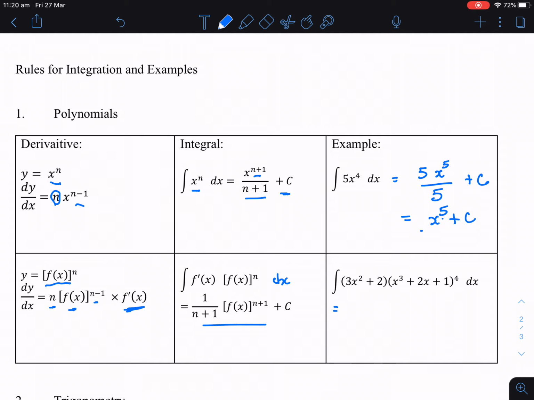So we have a look at this situation. We've got the 3x squared plus 2, which is the derivative of x cubed plus 2x plus 1 to the power of 4. So that's going to give us, when we integrate it, the x cubed plus 2x plus 1 to the power of 5 over 5. And we can only do this because we've got that derivative out the front there for that part. If it's not the derivative of the function, then we can't actually do that.